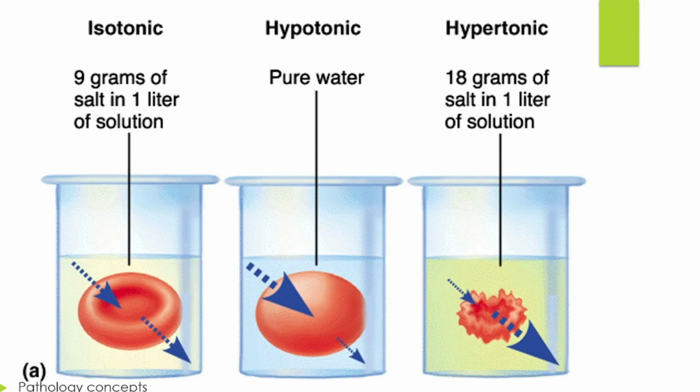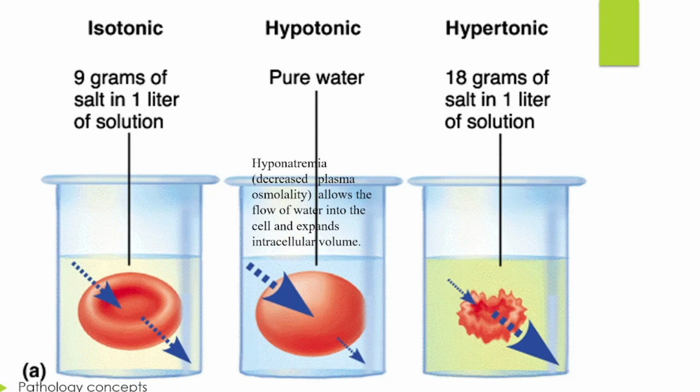Hypotonic solution is simply pure water in which no salt is added. Hypotonic solution means low sodium outside of the cell. The extracellular fluid osmolality is decreased, and that allows the flow of water into the cells and expands the intracellular volume, and the cell swells.